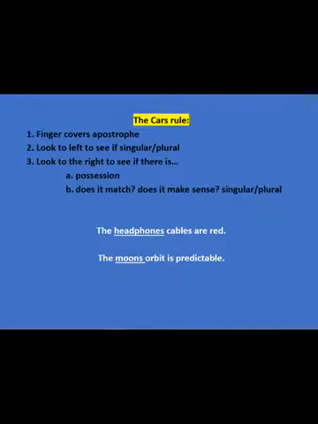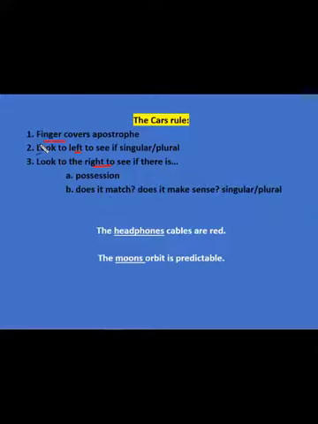Let's go ahead and take a look at a quick review for the cars rule. As you saw in the last example, we have the 3 rules: finger, look left, look right. And you saw that we use these out of order when answering ACT questions. Depending on what they give you, you don't have to start with putting your finger over the apostrophe. In this case, you can't do that because there is no apostrophe. On the ACT, you just pick your answer choice that has the apostrophe, and then you go through the order that makes the most sense for you.